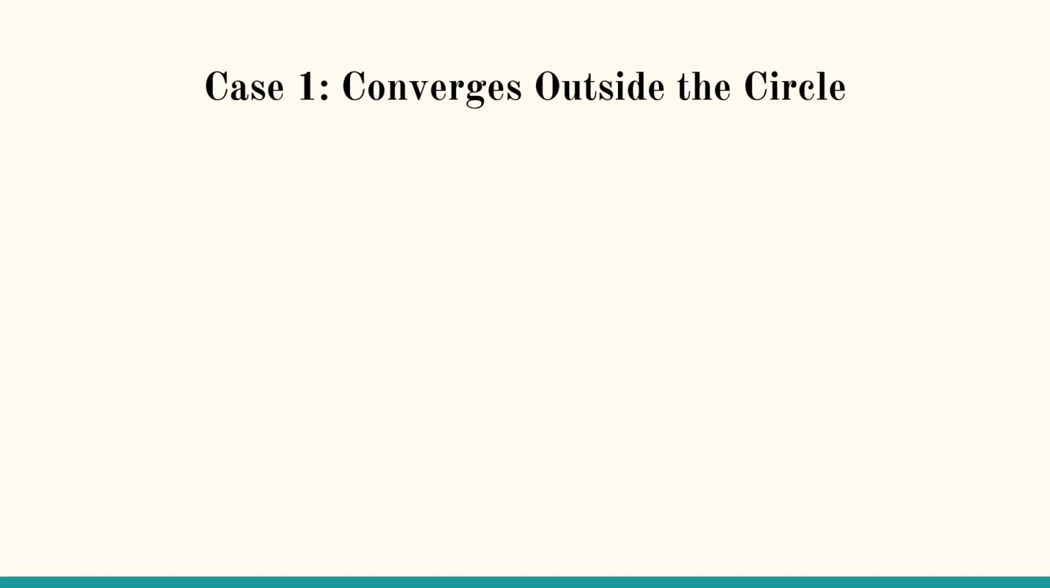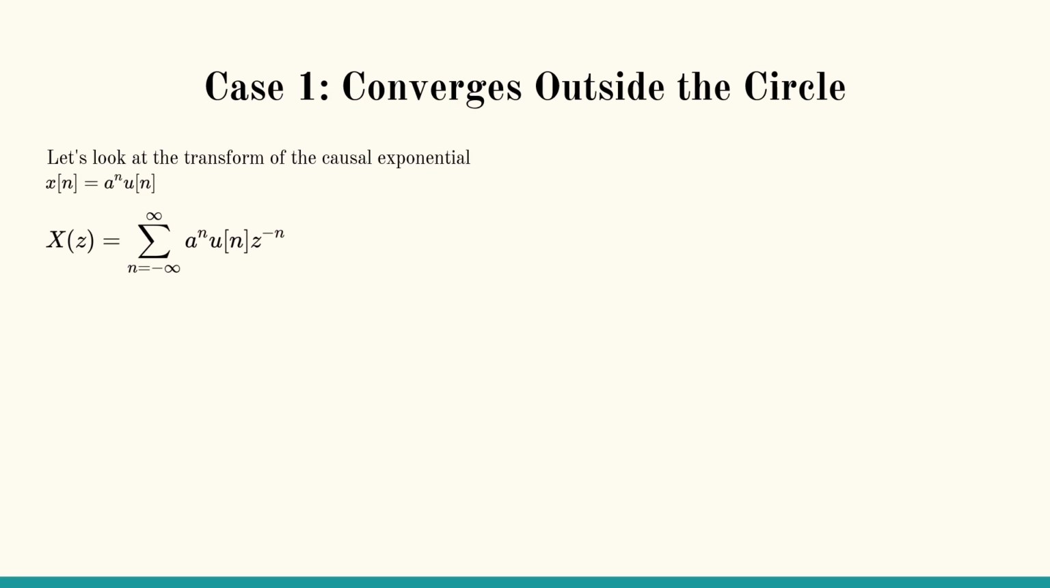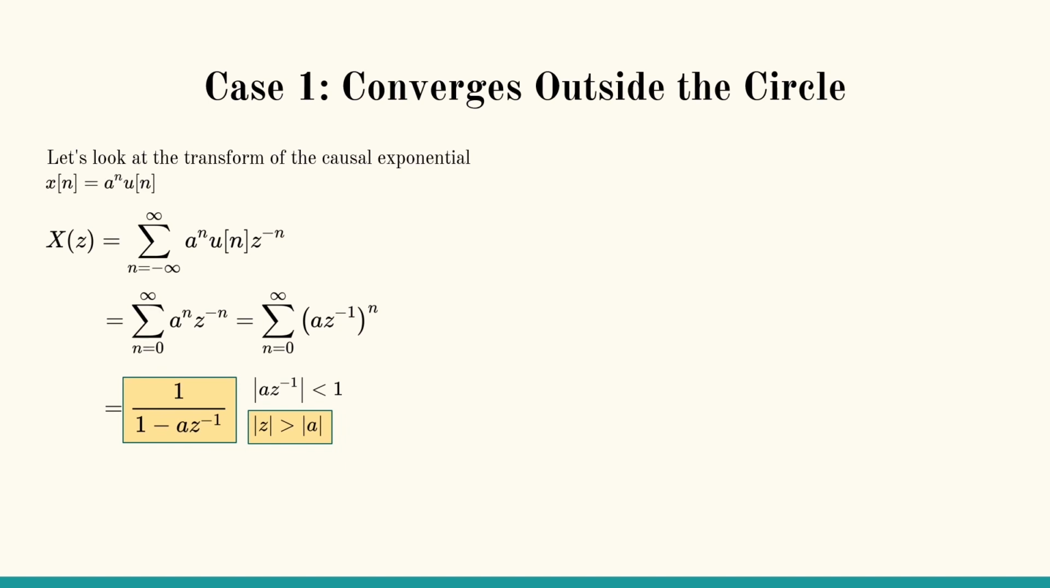For case 1, let's look at the transform of the causal exponential. Plugging into the definition, we get a sum from minus infinity to infinity of the exponential times z to the negative n. After applying the unit step and rearranging, we see that the sum is also equal to the geometric series of a times z inverse. Applying our convergence restriction of the magnitude of a times z inverse less than 1, we can use the closed form expression, which means that the z-transform is equal to 1 over 1 minus a times z inverse, which is only valid for z greater than a. For z less than a, x of z does not converge.